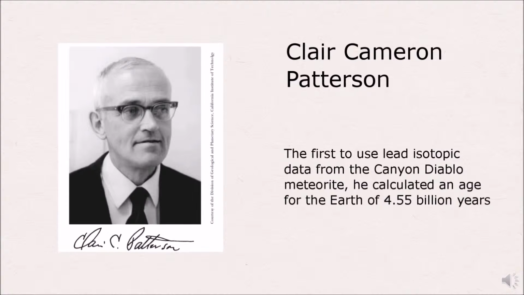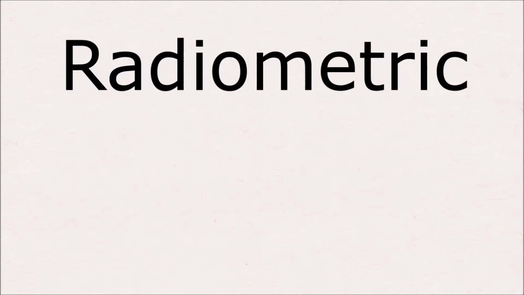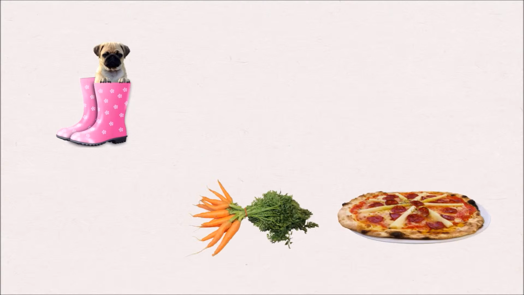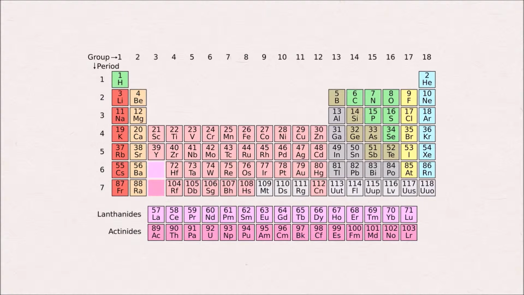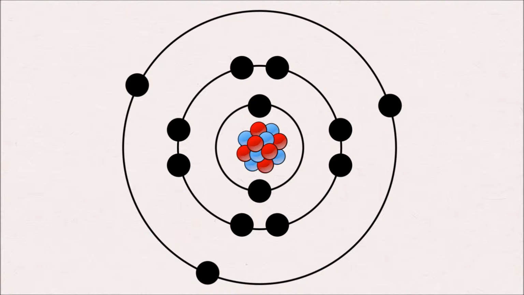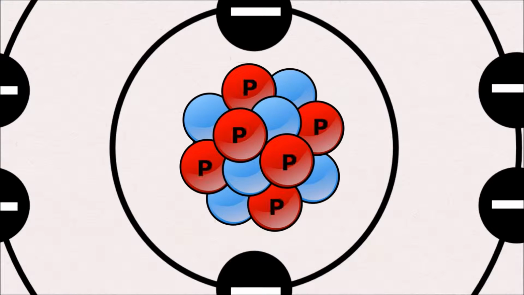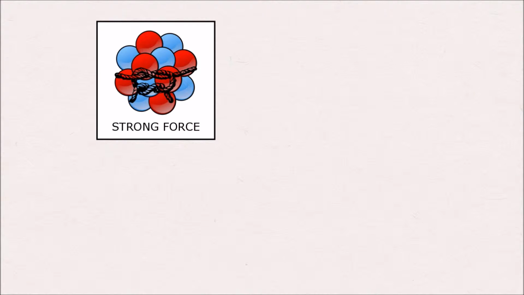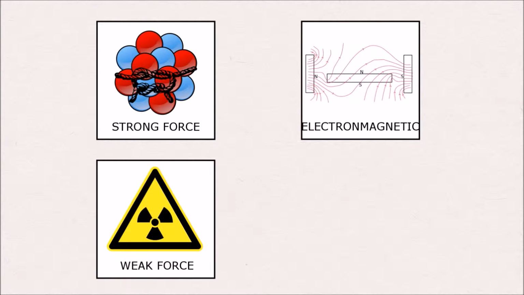In order to understand radiometric dating, we must first understand radiometric decay. Let's start from the top. All ordinary matter is made from elements, and more. Elements are made from atoms. An atom has two parts, a nucleus and an electron cloud. The nucleus is composed of protons and neutrons. The nucleus of an atom is held together by strong interactions or strong force. It is the strongest of the four fundamental forces.